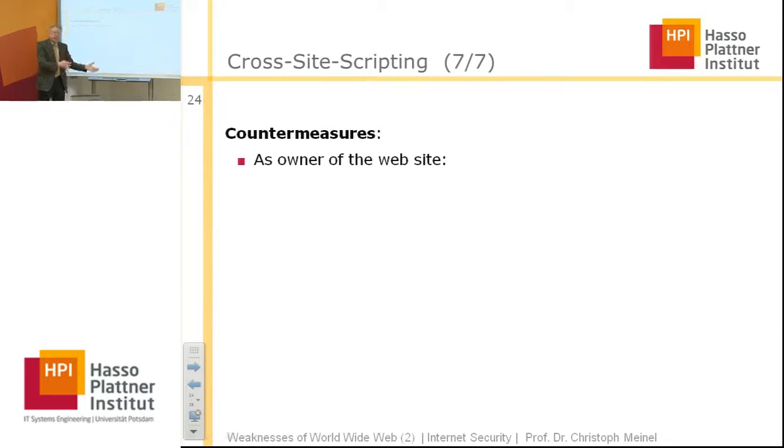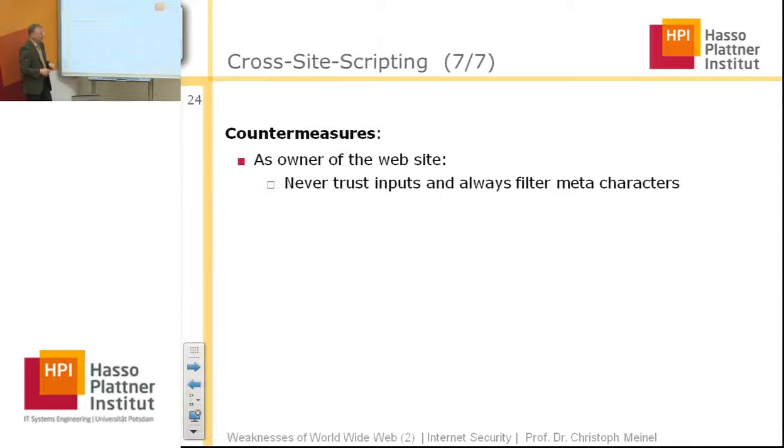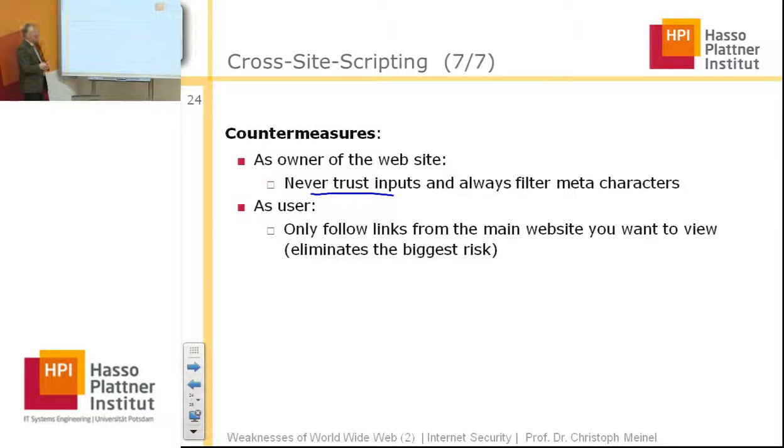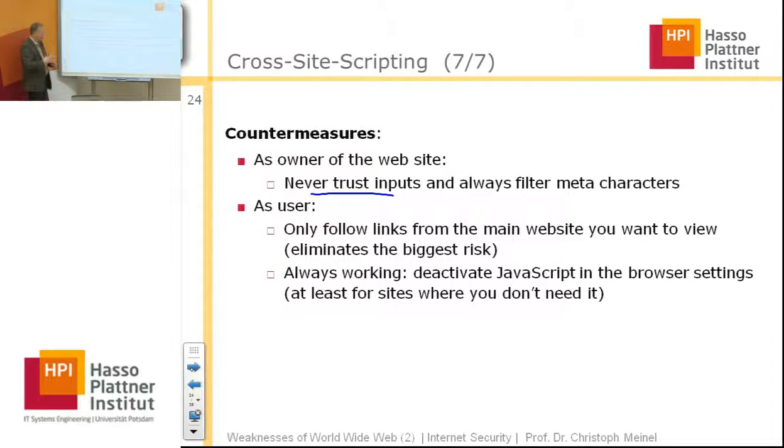We have to look at one side, the owner of the website. The owner of the website should never trust inputs of the user and always filter metadata and special data and symbols. Countermeasures against cross-site scripting on the user side: the user should only follow links from the main website he or she wants to view. So this eliminates the biggest risk, to follow a link to an attacker site.